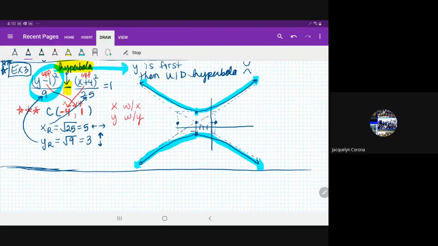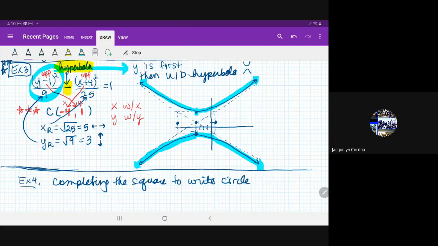Okay. And then I want to show you one more example. It's called completing the square, to write a circle's equation in standard form.